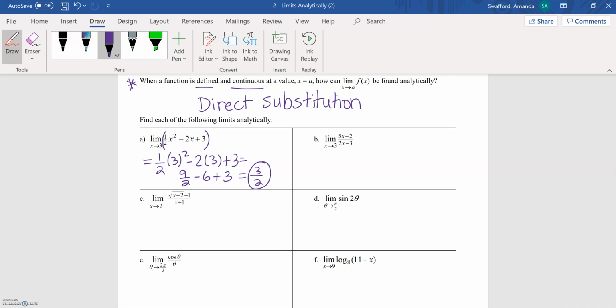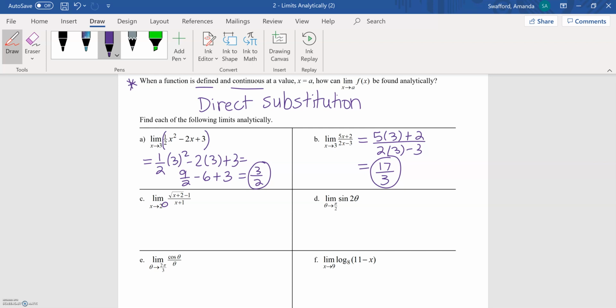Okay, same thing for B. If we want to evaluate the limit, we're just going to plug straight in. So the limit will be 5 times 3 plus 2 over 2 times 3 minus 3. So that gives us 17 over 3. All right, so we're going to continue this process. Even in part C, it's approaching 2 from the left. Just because it's approaching 2 from the left doesn't mean you don't plug in 2. So you're still going to directly plug in 2 and get your limit.